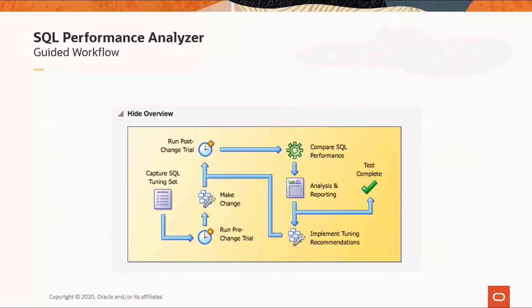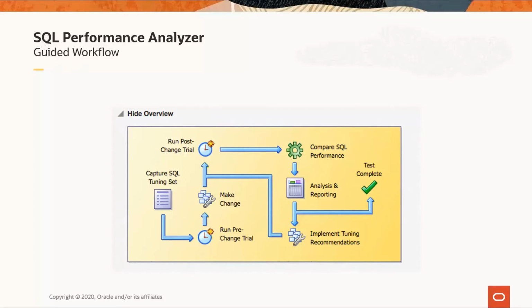Okay, so in the guided workflow, we have several steps. The first one, of course, is to capture SQL tuning sets. We capture SQL tuning sets from production. We get all the workload inside the SQL tuning sets, and then we have several options here. You either transfer those SQL tuning sets to a test system, which is the recommendation here, or you leave them on that system if you are able to make changes on that system.